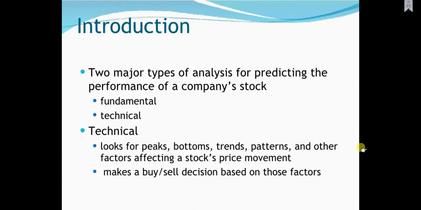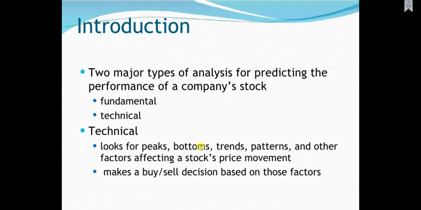So first, the introduction of technical analysis. There are two major types of analysis for predicting the performance of a company stock. One is fundamental and the other one is technical. So in this session we are going to talk on technical only. Technical analysis looks for peaks, bottoms, trends, patterns and other factors affecting stock price movement and makes a buy and sell decision based on those factors.